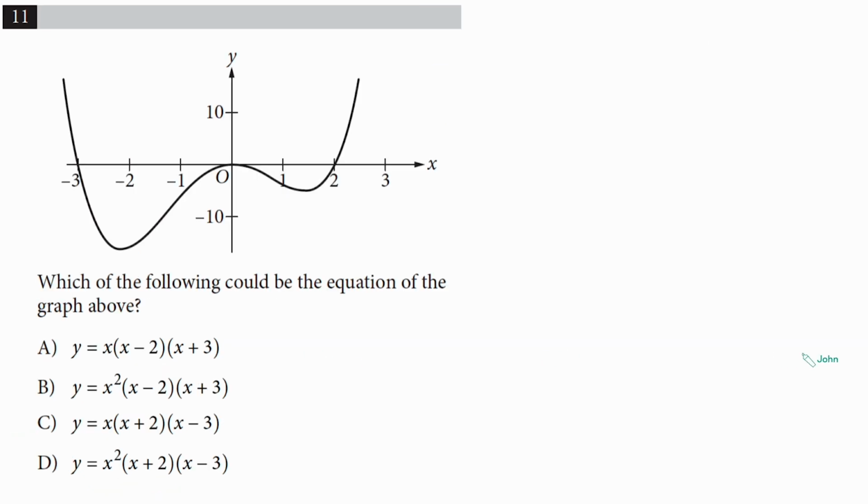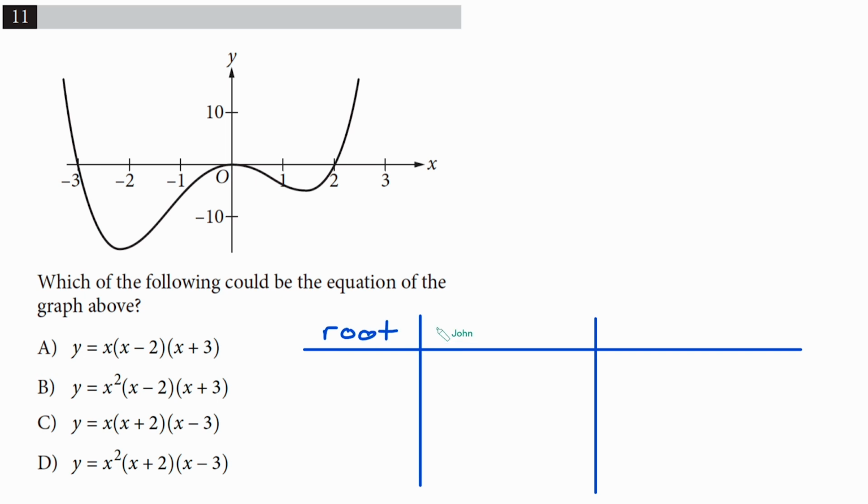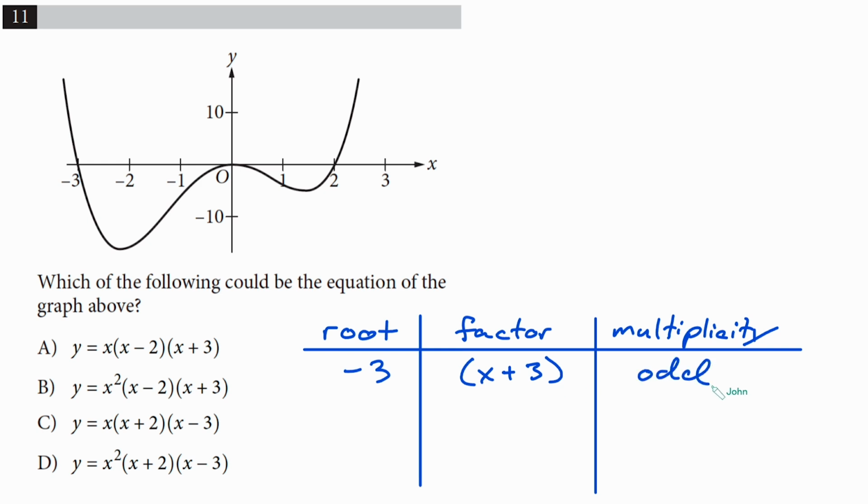Which of the following could be the equation of the graph above? The function crosses the x-axis at -3, which means the function has a factor of x plus 3, and that root has odd multiplicity. The function touches the x-axis at 0 but doesn't cross it, which means the function has a factor of x, and that root has even multiplicity.